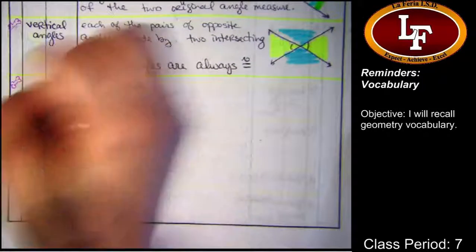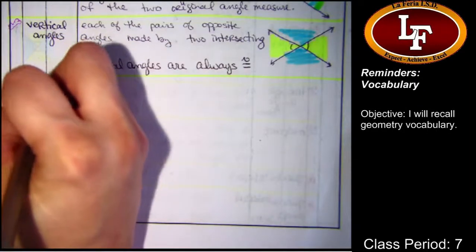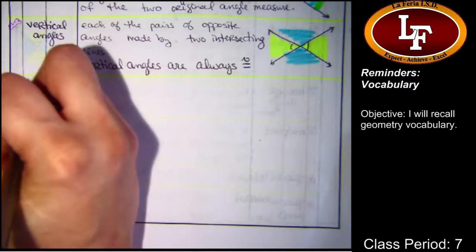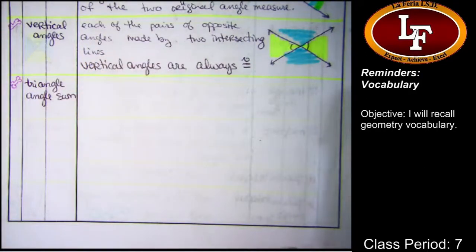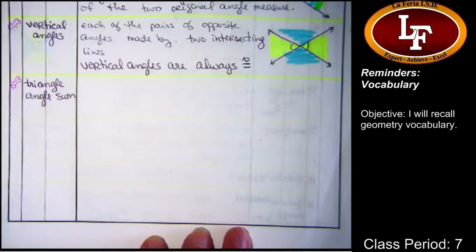The next one is triangle angle sum. And I believe in your notes it has the word theorem behind it. So triangle angle sum theorem. All right, triangles have to equal 180? No, all triangles. All what parts of the triangle? The angles?